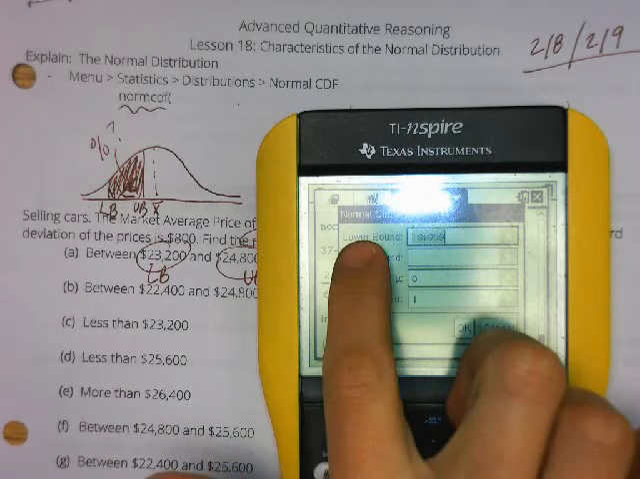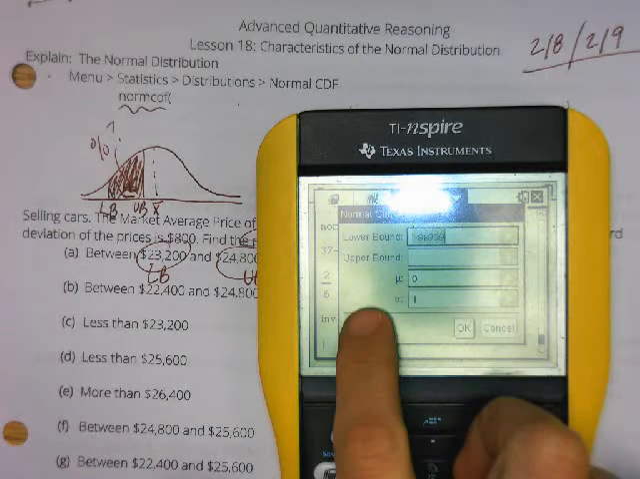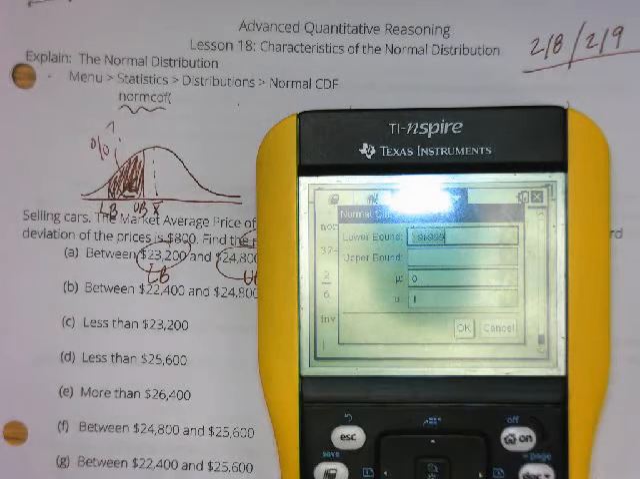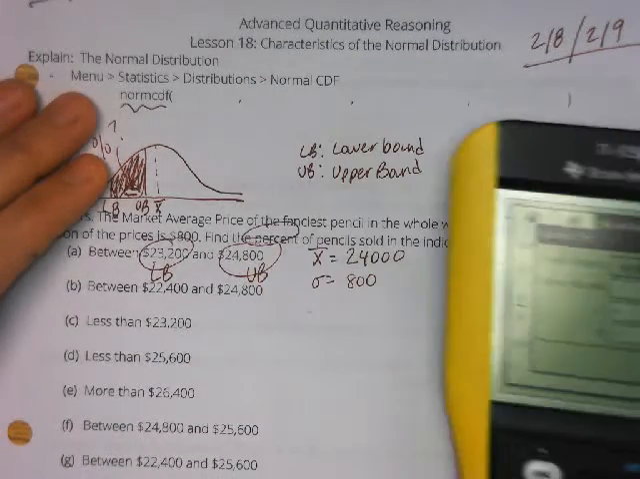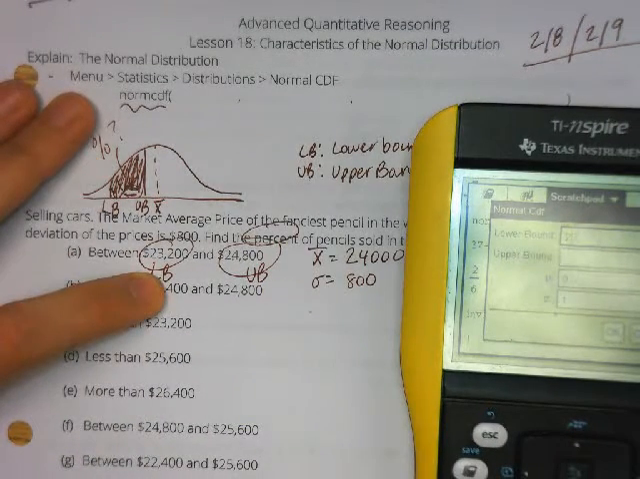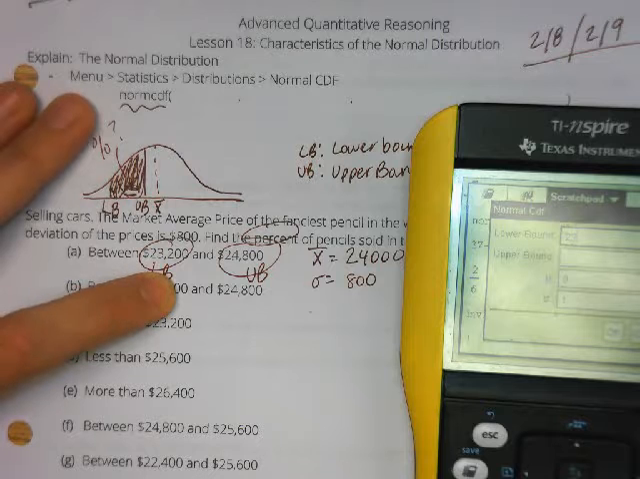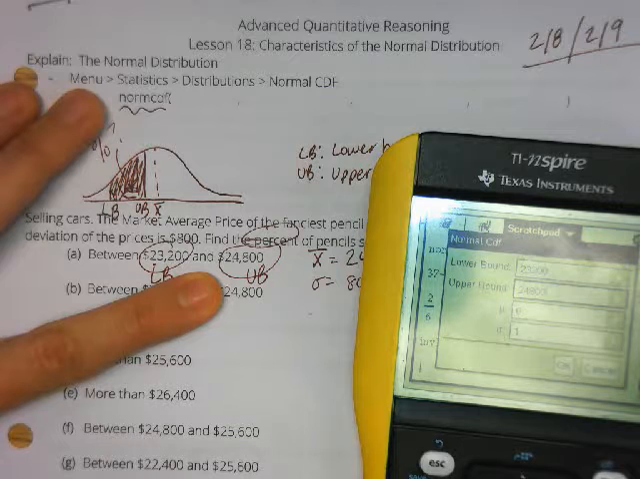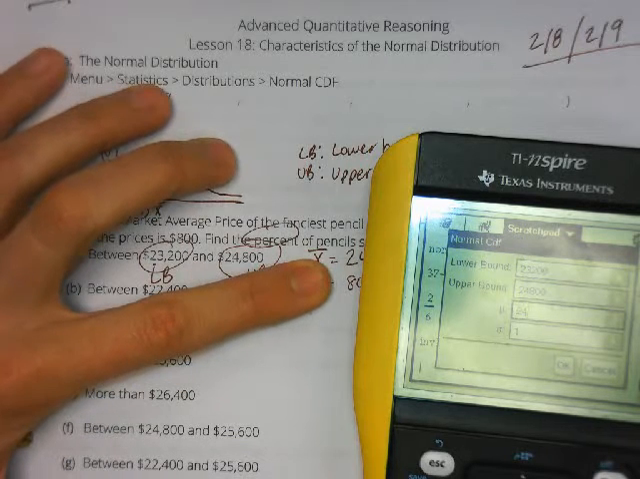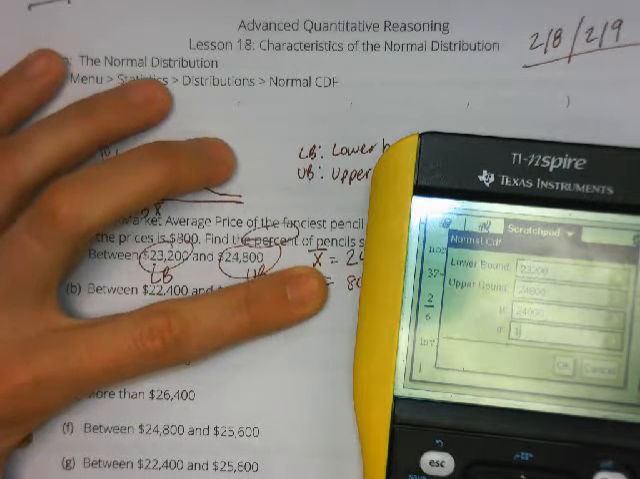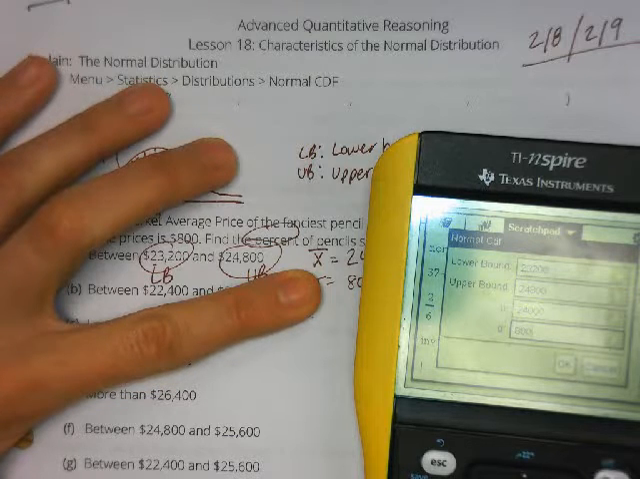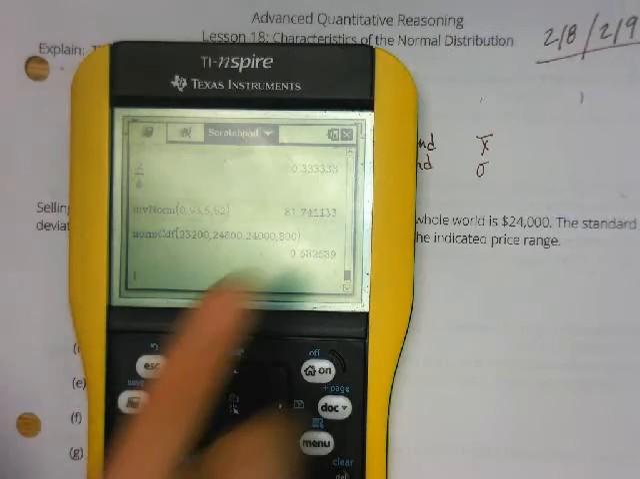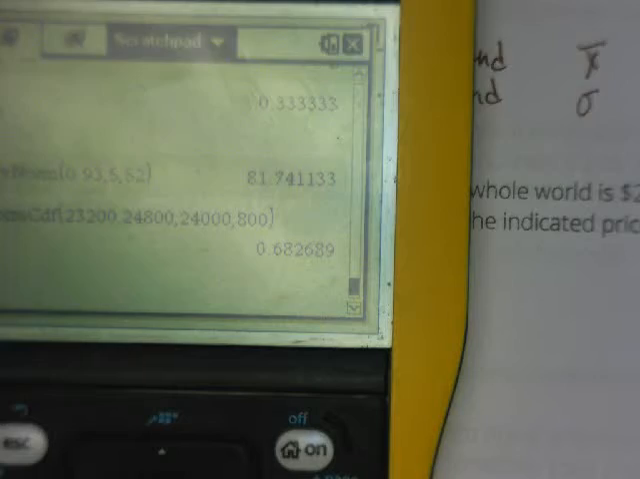And those are the four things that it's asking for: lower bound, upper bound. This symbol right here stands for mean, and this symbol, we know that one is standard deviation. So our lower bound is 23,200. The upper bound is 24,800. The mean is 24,000, and the standard deviation is 800. So I push enter, and I'm given a percent. Well, actually, I am given a decimal. Let me zoom in. You're given a decimal.